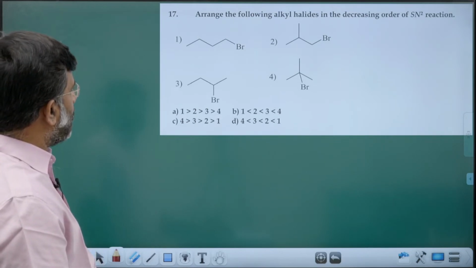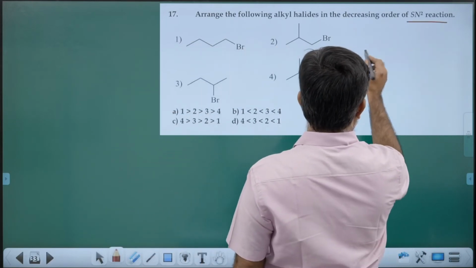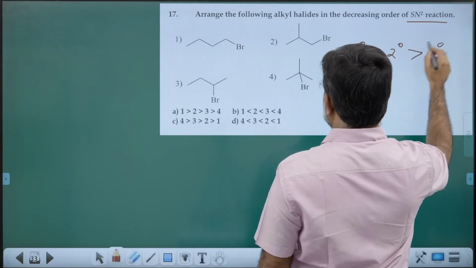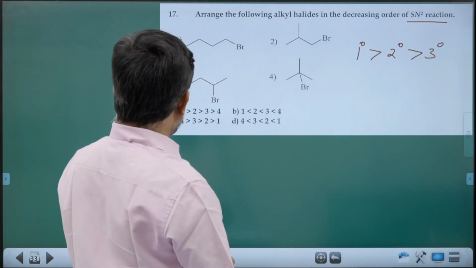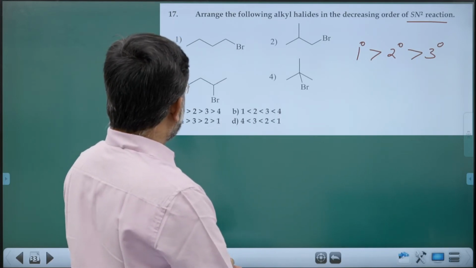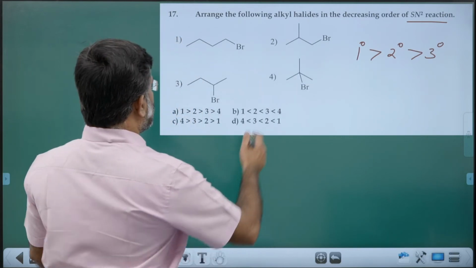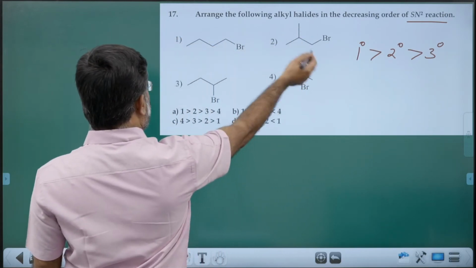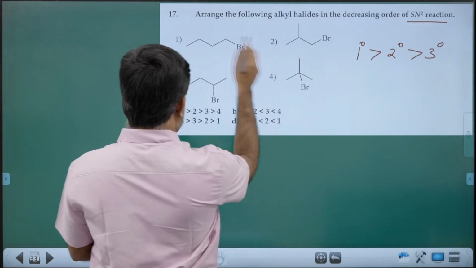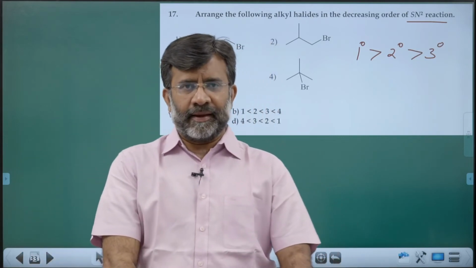SN2 mechanism. See the order of SN2. What is the order of SN2? It is primary greater than secondary greater than tertiary. So primary, 1 is maximum. Secondary, this is also, the second one, that is also primary. Since there is a hindrance here, it is less reactive than this. So it is 1, 2. This is secondary, this is tertiary. So it is 1, 2, 3, 4. Again, option A is correct.